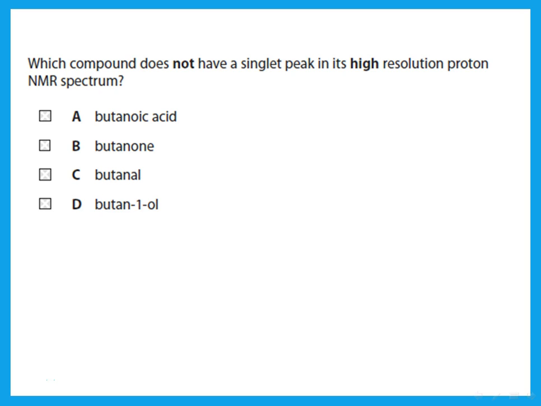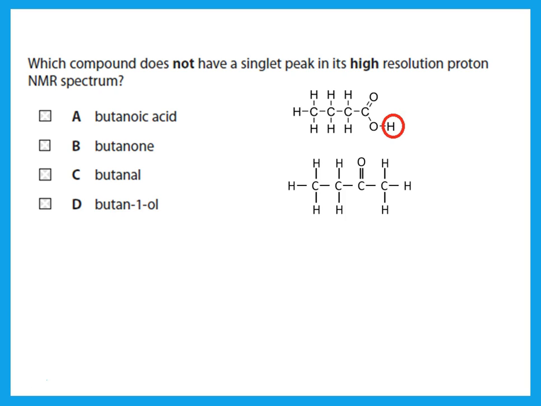So, for example, this question says which compound does not have a singlet in its high resolution proton NMR? So let us take a look at each one. Butanoic acid, will it give me a singlet? Yes, that hydrogen is attached to an oxygen, so there is no hydrogen on the neighboring atoms, so this will give me a singlet.